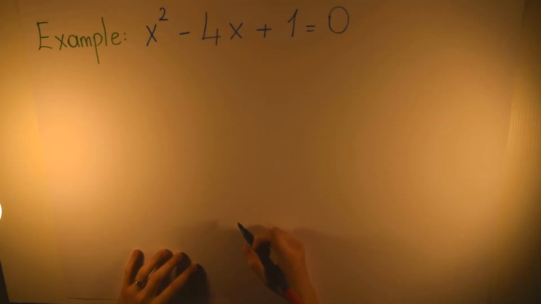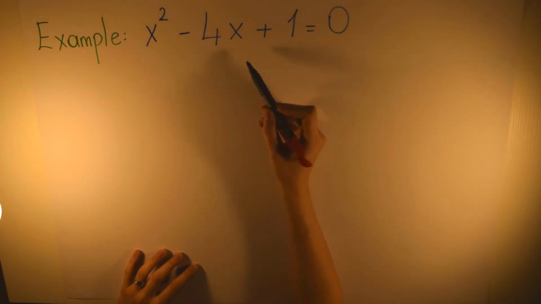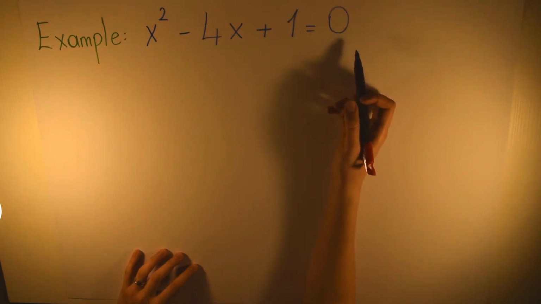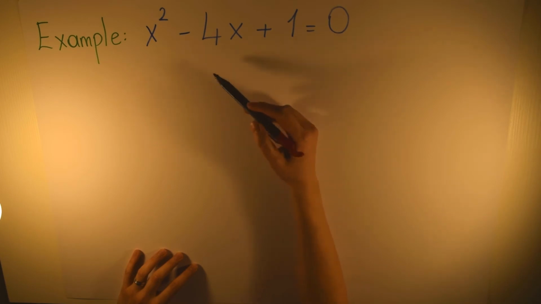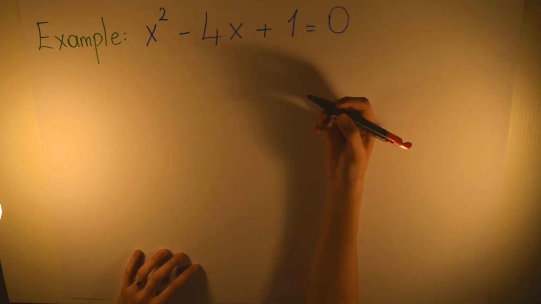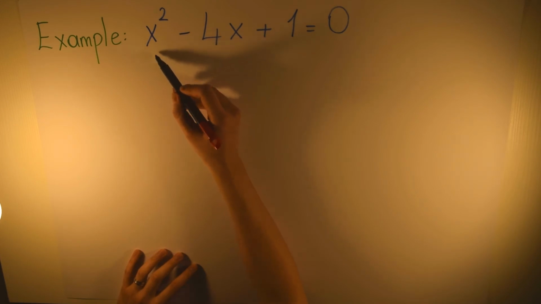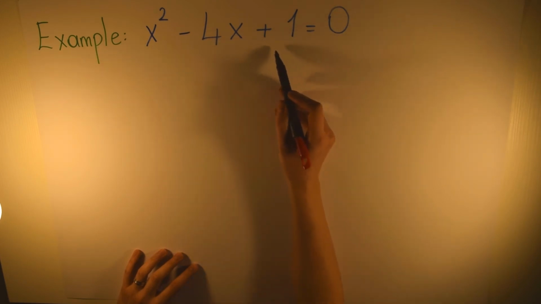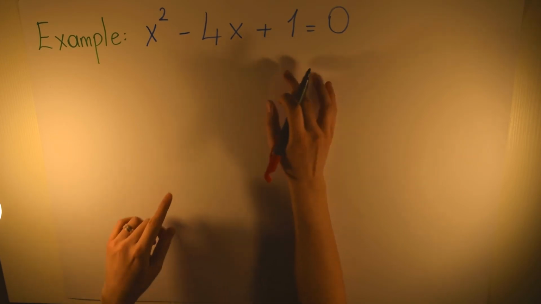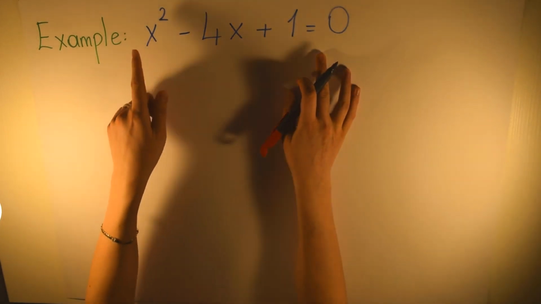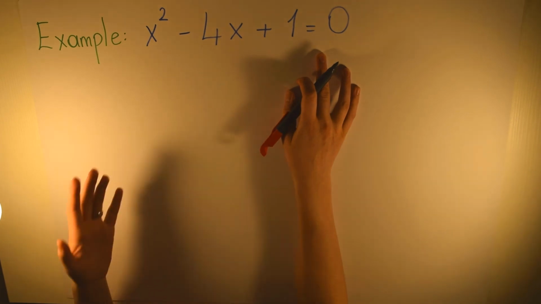Okay, let's look at our first example. Here we have x squared minus 4x plus 1 is equal to 0. When I try to factorize this equation, I couldn't find anything. Here when I do x, and here minus 1, it can be minus 1 or plus 1. When you try, you will see that you will not be able to find the solution for this equation by solving by factoring.